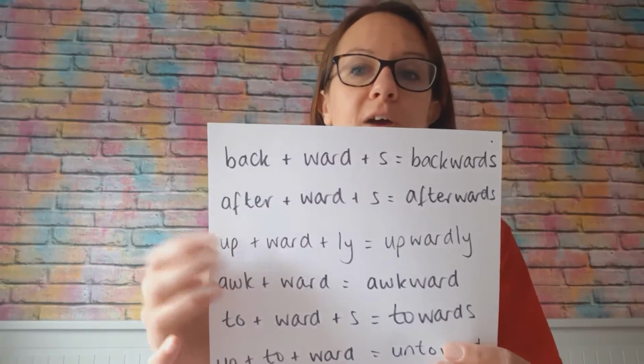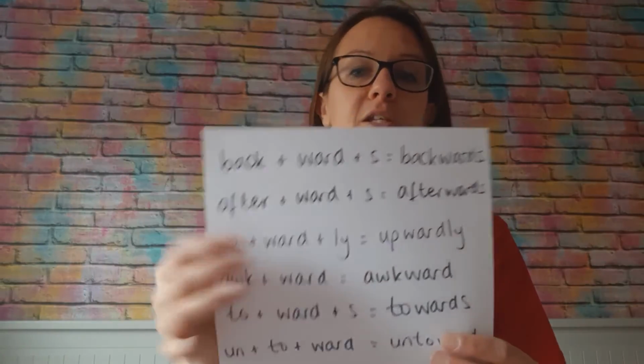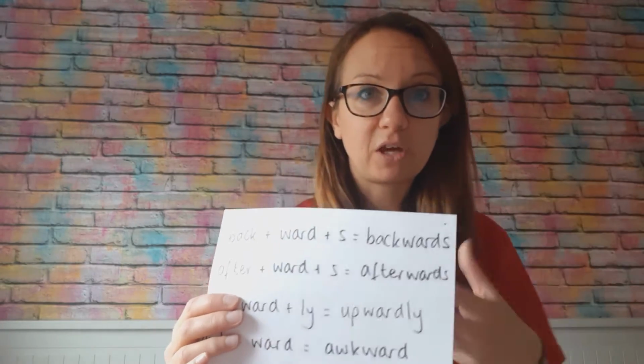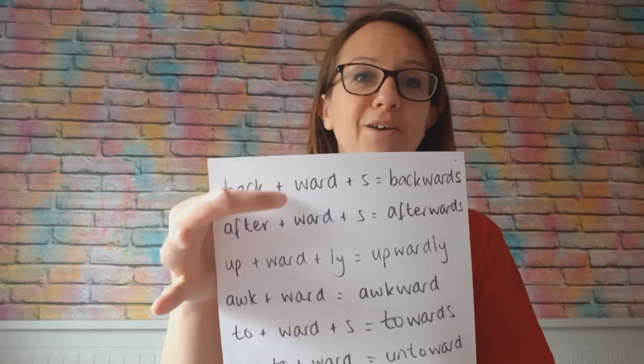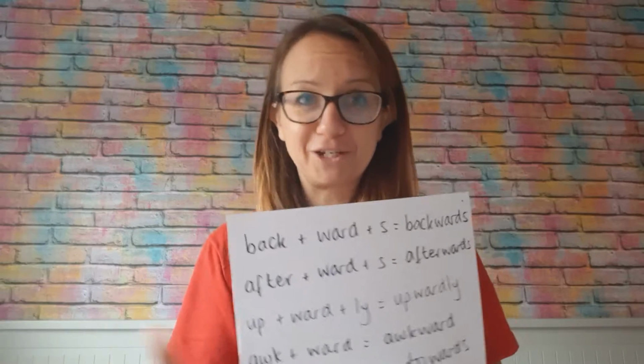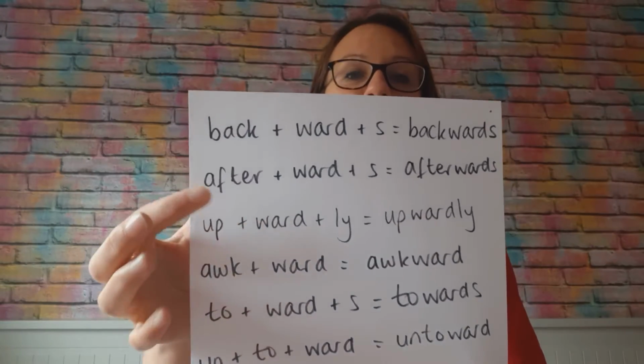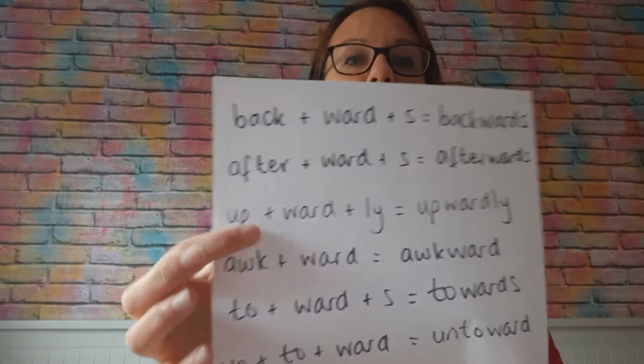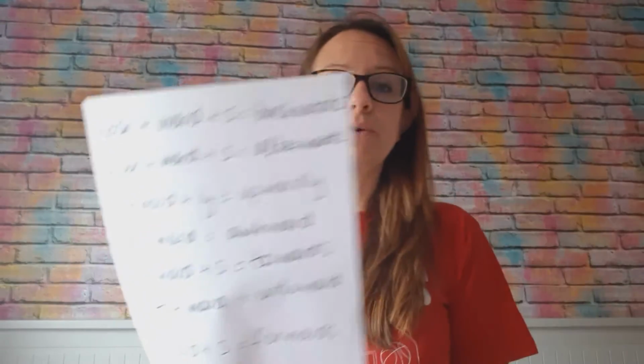Okay, so you could have had backwards. So remember that ward bit is to do with going in the direction. So if we're going backwards, we're going in the back direction. So that's quite self-explanatory, isn't it? Afterwards, so that's basically after something has happened. We've got upwardly, so you could say, oh, they're going in an upwardly direction, they're going upwards. Obviously they're going up, that's quite obvious.